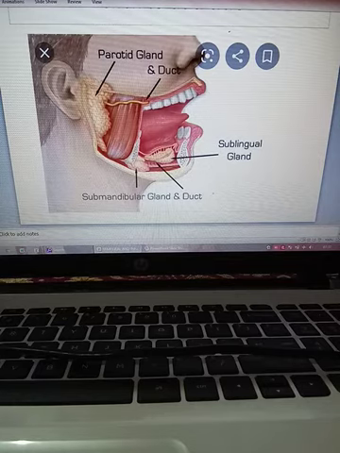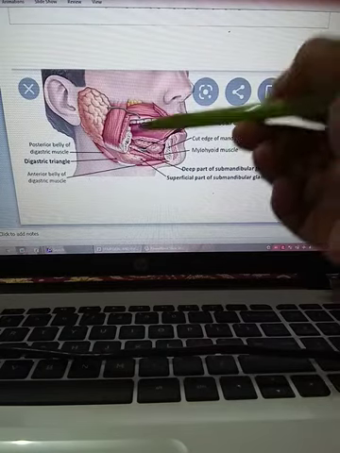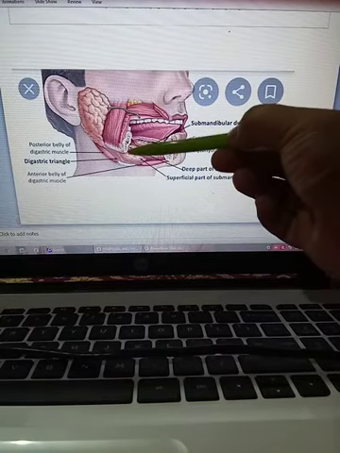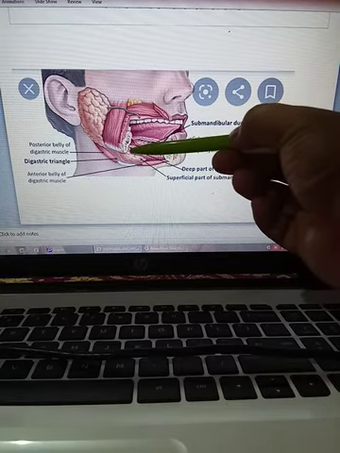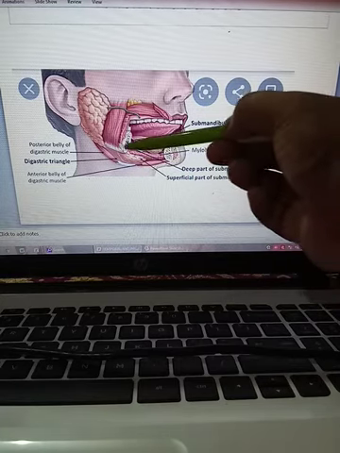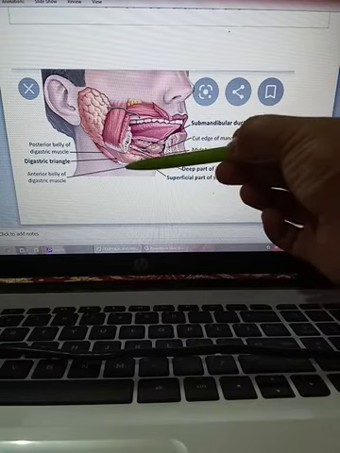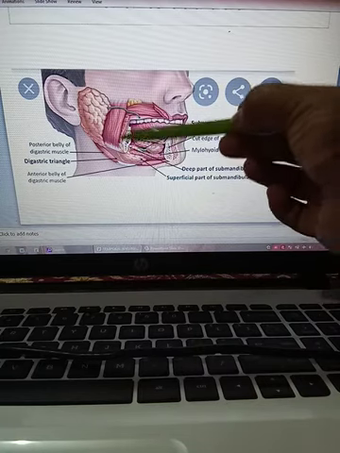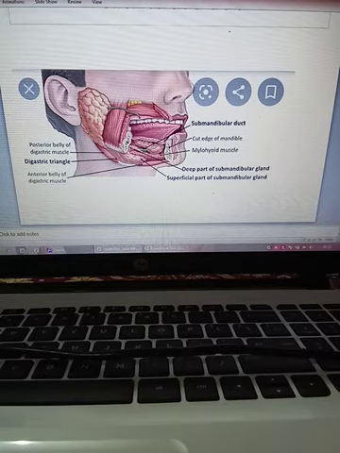Can you see? It is J-shaped, and I think this picture will be quite clear. Your submandibular gland is J-shaped, being indented by the posterior border of the mylohyoid muscle. It is divided by the mylohyoid muscle into two parts. This part is the superficial part, and this is the deep part. The superficial part is superficial to the muscle, and the deep part is deep to the muscle.